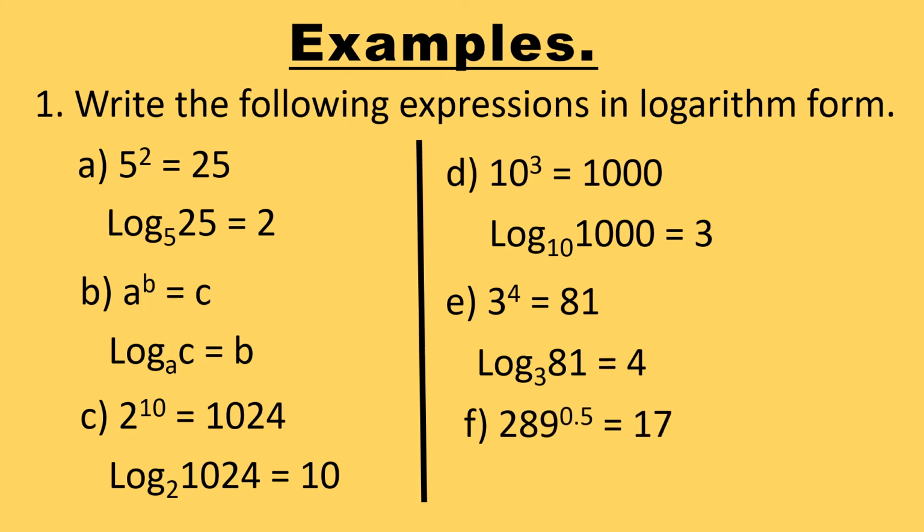Question F. 289 power 0.5 equals to 17. This is written as logarithm of 17 to base 289 equals to 0.5. Clearly, we can see that 289 is our base. 17 is the number that we are looking for the logarithm, and 0.5, which is the power, becomes our answer.